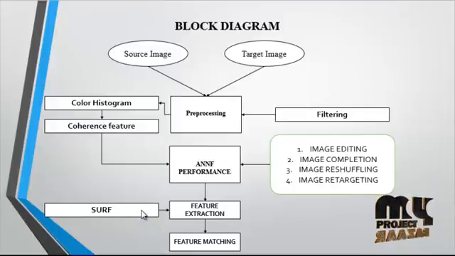After the ANNF performance, we extract features from the image using SURF feature extraction. Using this SURF feature extraction, we take several features from the image. From those features, we match the source image and target image using the feature matching method. By the features, we match these two images and the matched images are plotted in box format or as points.